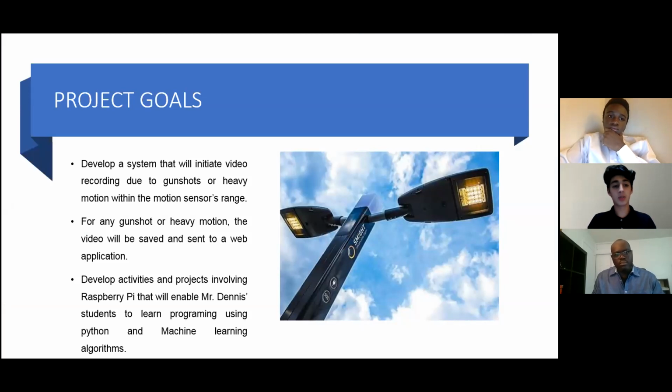So this ties into our project goals. We're developing a system that will initiate video recording due to gunshots or heavy motion within the motion sensor's range. As you can tell from the background, we're basically taking the best of both worlds from those two projects, using the more cost-effective Raspberry Pi and equipping it with different sensors, as well as using the ability to detect gunshots and differentiate between different sounds. For any gunshot or heavy motion, the video is going to be saved and then sent to a web application for law enforcement access. Furthermore, we'll develop activities and projects using Raspberry Pi so that Mr. Dennis's students can learn how to program using Python and machine learning algorithms.